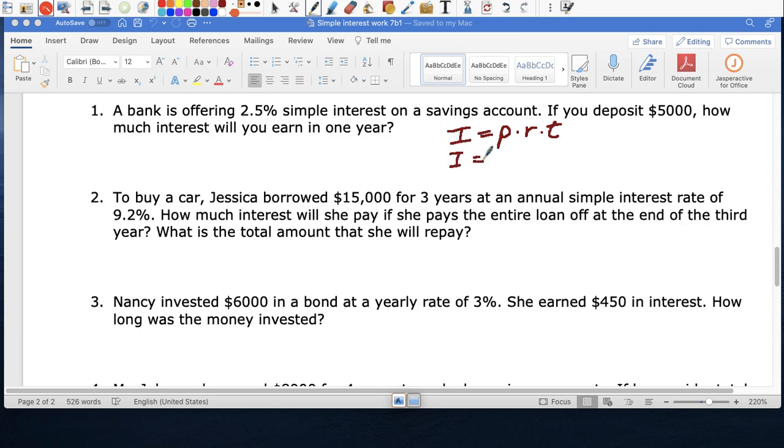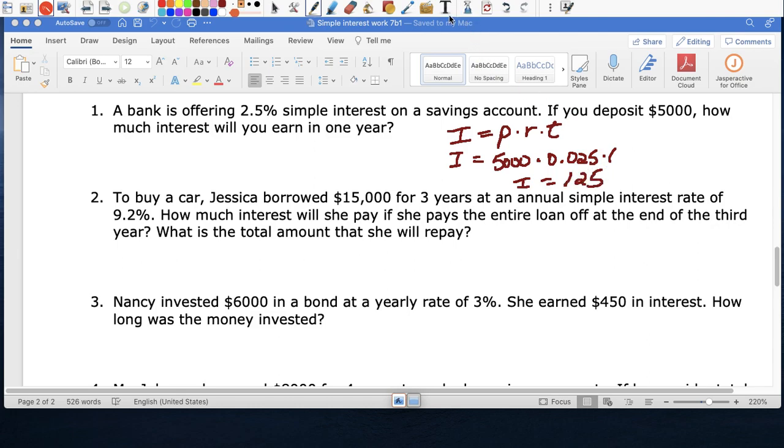Well, you put $5,000 in the bank. They pay you 0.025. You leave it for 1 year. How much money will you get in interest? 5,000 times 0.025. $125. Not bad.